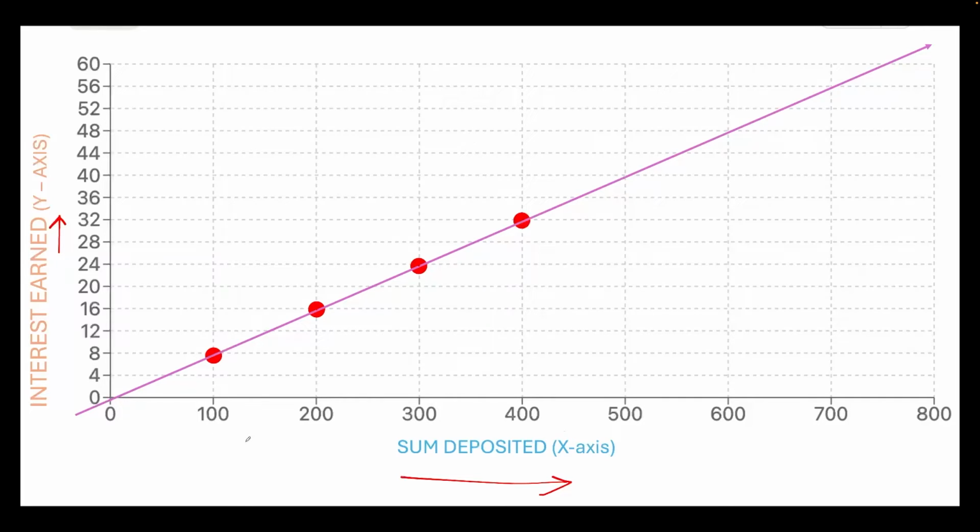Now let's use this to answer our questions. The first question was, for a sum of 300, how much interest would I get? So for 300, we need to draw a line from the x-axis starting at that point and connect our line over here and see at what point it meets our existing line. So that's about over here. So from that point, we draw another line towards the y-axis to figure out the interest. So that would give us 24. So for a 300 rupees investment, you get an interest of 24 rupees. Perfect.